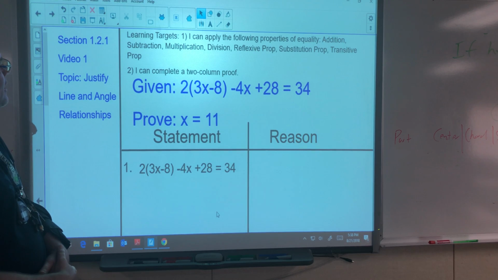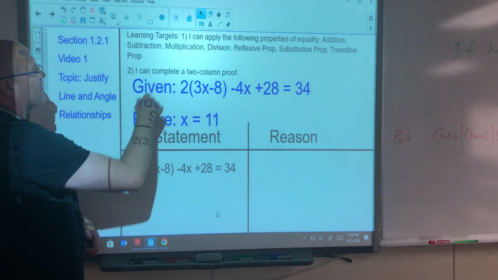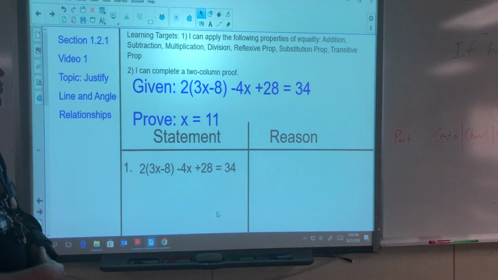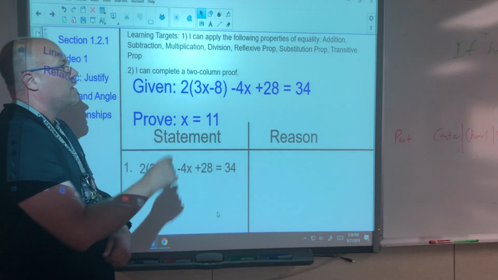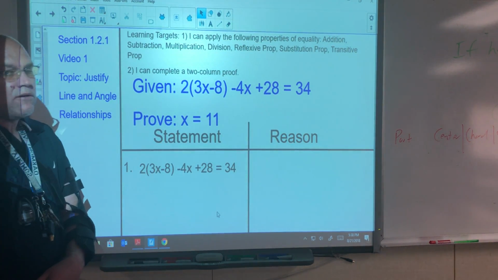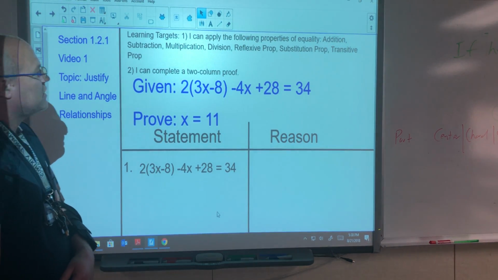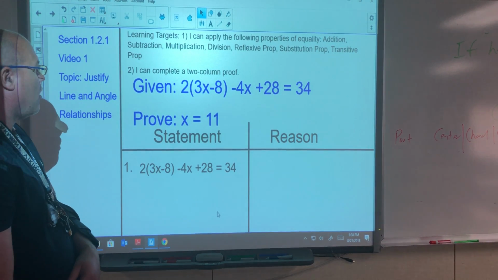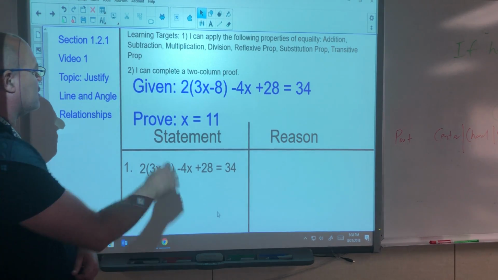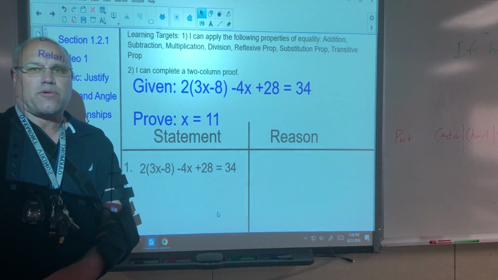Learning targets here. We're going to touch on 2 learning targets. One is I can apply the following properties of equality: addition property of equality, subtraction property of equality, multiplication property of equality, division property of equality, reflexive property of equality, substitution property of equality, and the transitive property of equality. And you're also going to be able to complete a 2-column proof.